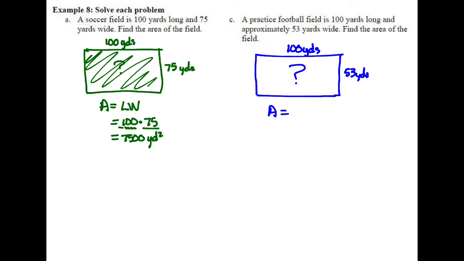So A is equal to length times width. Length is 100, width is 53. Shortcut again, so 53 and 2 zeros. So 5,300 yards squared.